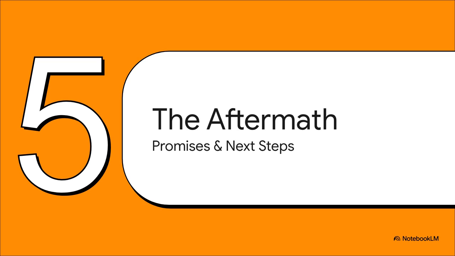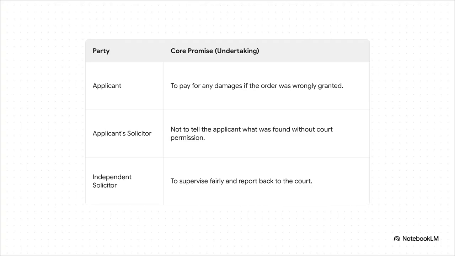What happens next is all about a series of very serious promises made to the court. We call them undertakings, and a follow-up hearing that decides what happens from here. These undertakings are the absolute bedrock of the whole system's integrity. Your client has to promise to pay for any damages if it turns out the order shouldn't have been granted. The independent solicitor promises to supervise fairly and file a report.